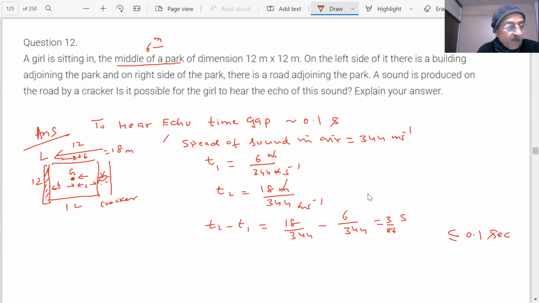Sir, then it cannot be heard. Echo cannot be heard. ठीक है? No echo can be heard. Because our time gap should be around 0.1 second, and this value is much less than 0.1 second.